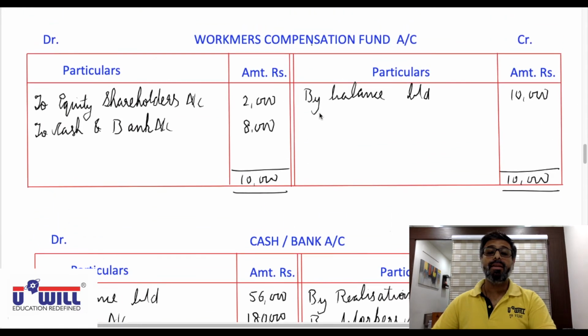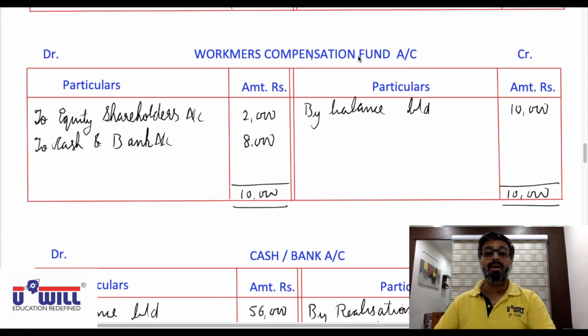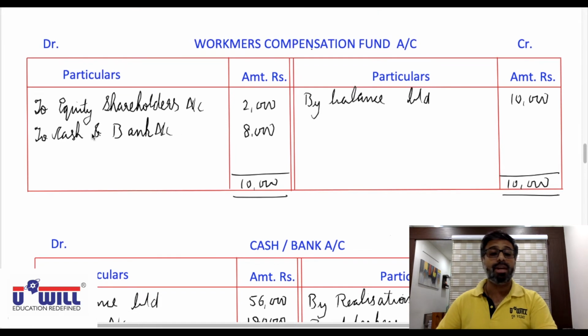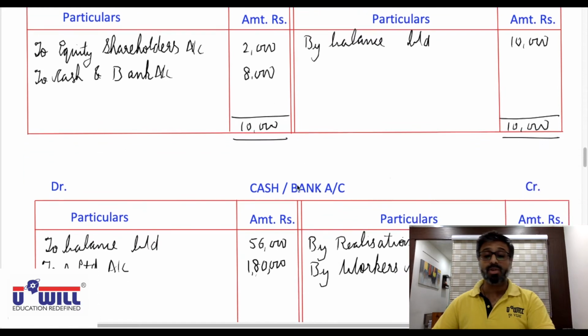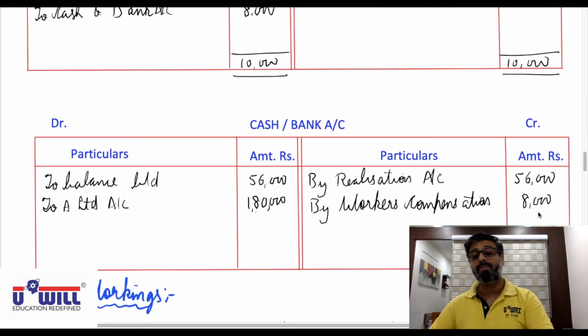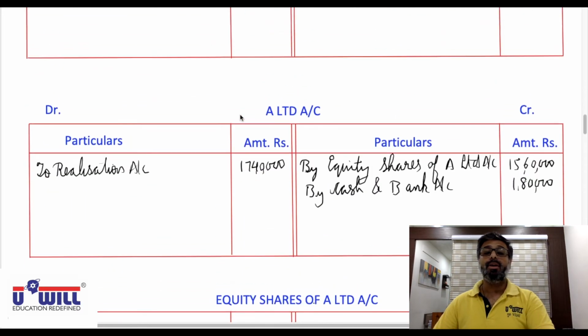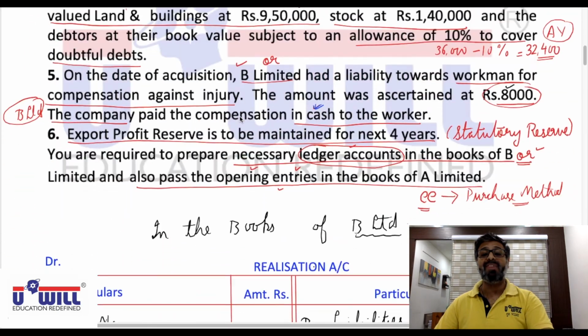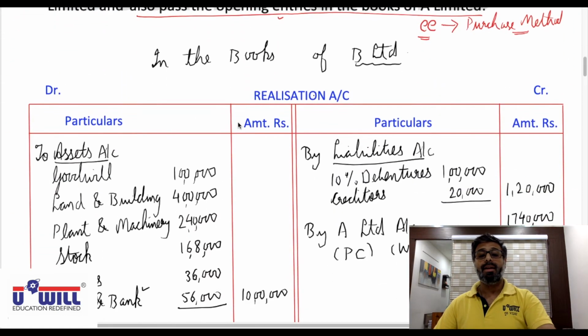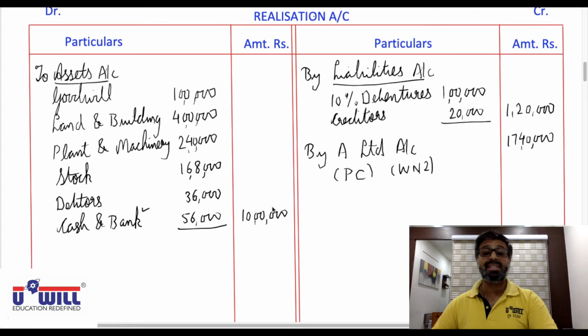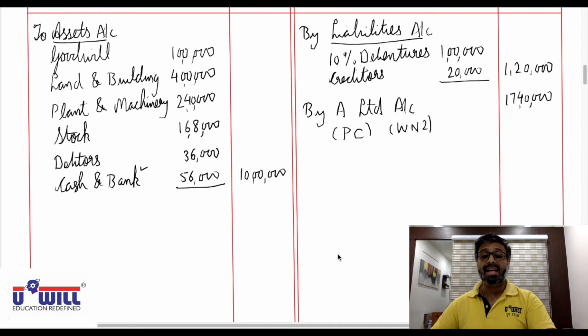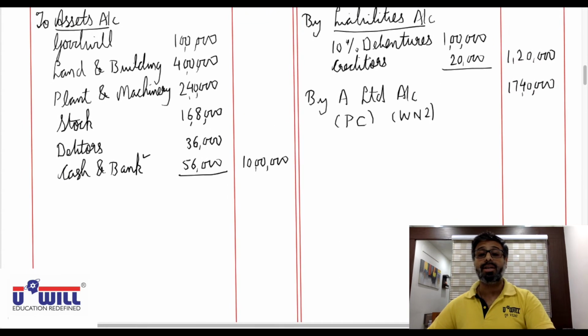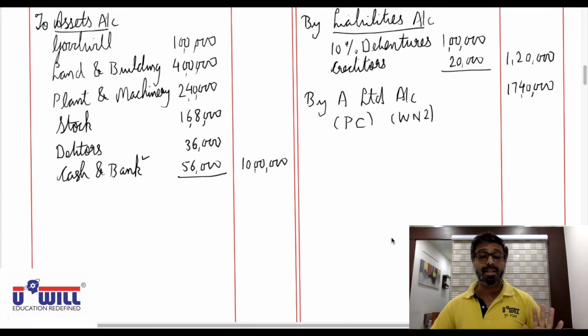I repeat it. Workmen's compensation fund account debit, so workmen's compensation fund on debit side to cash and bank account 8,000. To cash and bank, so cash and bank credit side by workmen's compensation 8,000. Okay, payment to liabilities, then payment to preference shareholders we don't have. Now after that, what did I say? The two steps at the end. Realization will be transferred to equity shareholders and all other accounts will be transferred to equity shareholders.